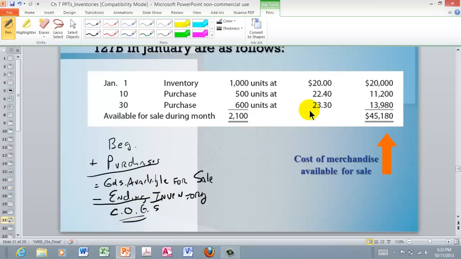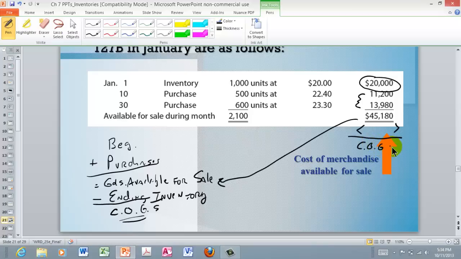Now, the way to illustrate this, in this case, this 45,180 is that subtotal. Okay? So what they did is they took the beginning balance of 20,000, and they added all their purchases, and these were your two purchases, right? Remember that? And then that was your goods available for sale. Now you can see, depending on what I deduct from this 45,180, that's going to give me my cost of goods sold. Now, what's going to determine the amount that I deduct?